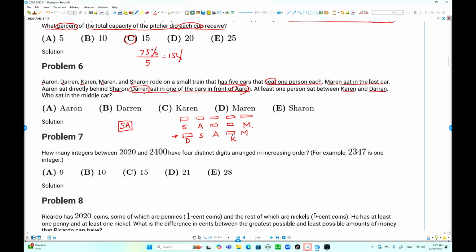Okay, so who is in the middle car? Aaron. Okay. Anyway, we don't care, right? This is correct. You can choose Aaron. Okay.